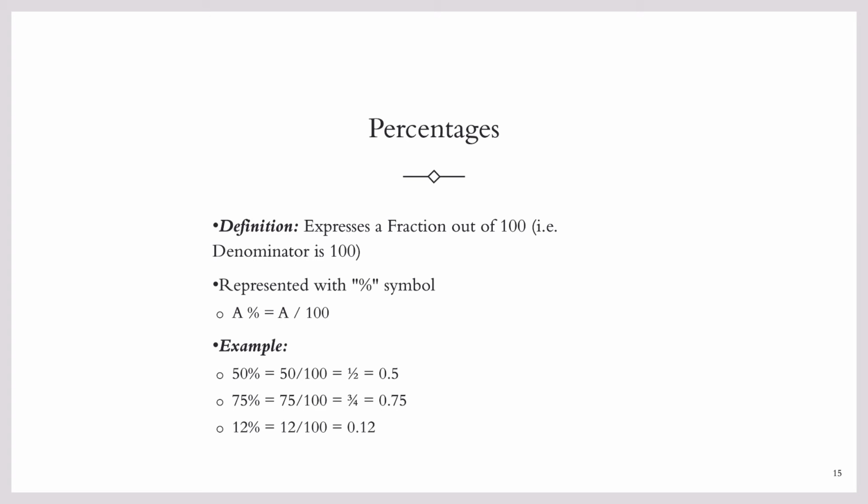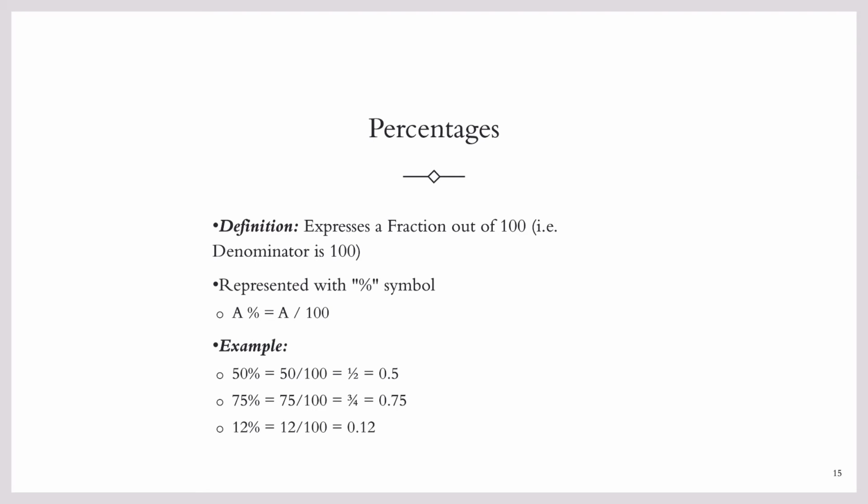Next up, we have the concept of percentages. Percentages express a fraction out of 100. In simple words, we can say the denominator is 100, or we are talking about parts out of 100. It is represented with the percentage symbol. A% would mean A over 100.